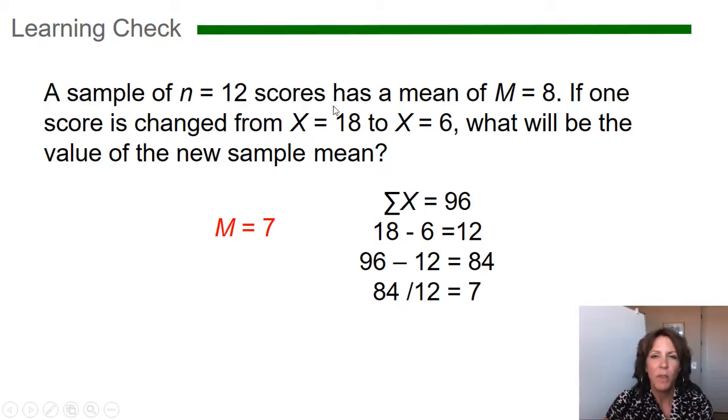Then we figure out what's the difference? What are we doing? We're actually subtracting 12 because we had 18 and then we have a new score of 6, which means we subtracted 12. So we take our total and we subtract 12 and we get 84. So we take our new total and divide it by the same number because we still have 12 scores, and that gives us a new mean of 7.